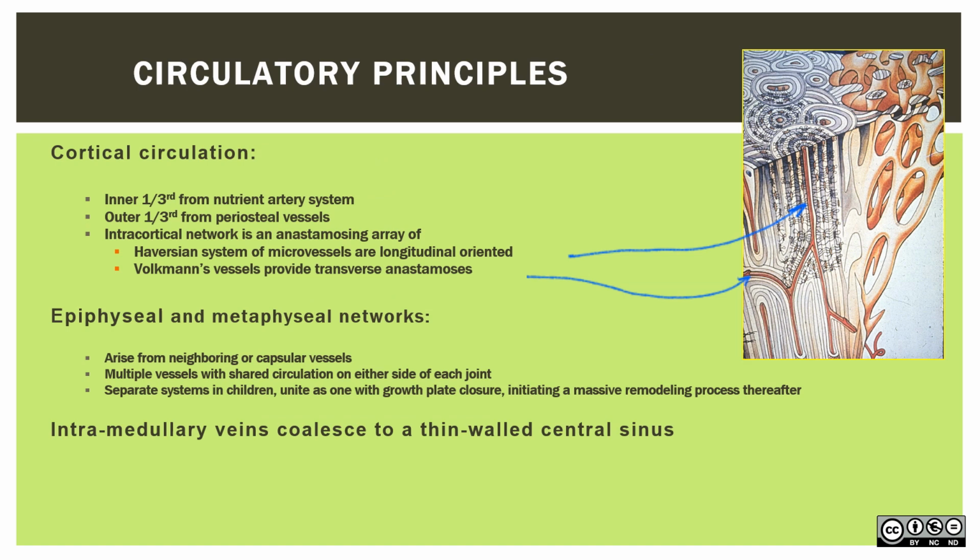Epiphyseal and metaphyseal networks arise from neighboring or capsular vessels and include multiple vessels with shared circulation on either side of each joint. The epiphyseal and metaphyseal networks are separate systems in children, and they unite as one with growth plate closure, initiating a massive remodeling process thereafter. And finally, the intramedullary veins coalesce to a thin-walled central sinus.